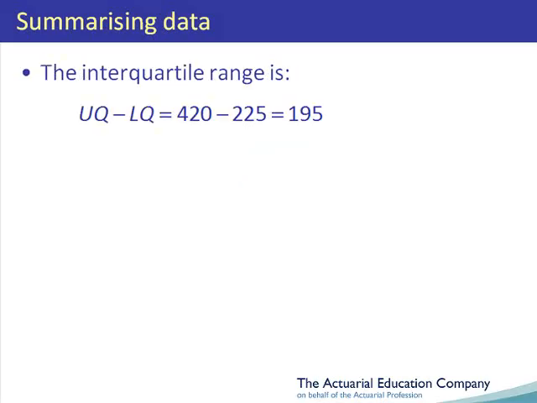The interquartile range is the difference between these two figures. It is one measure of the extent to which the sample values are spread out. Here we get an interquartile range of 420 minus 225, which is 195. This figure is our estimate of the range occupied by the central 50% of the distribution.